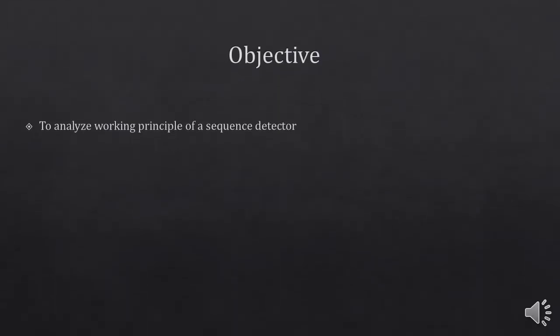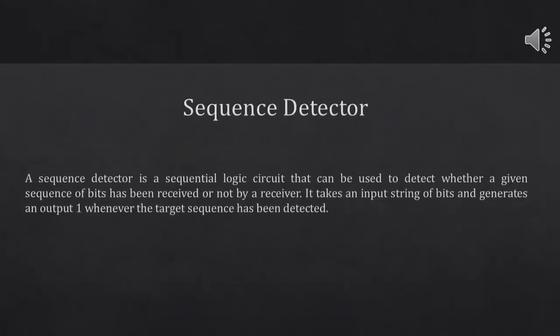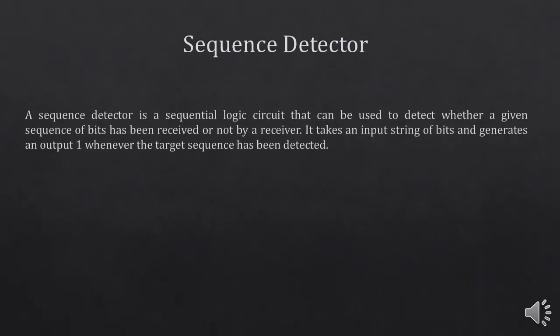The objective of this lab is to analyze the working principle of a sequence detector. A sequence detector is a sequential logic circuit that can be used to detect whether a given sequence of bits has been received or not by a receiver. It takes an input string of bits and generates a 1 output whenever the target sequence has been detected.